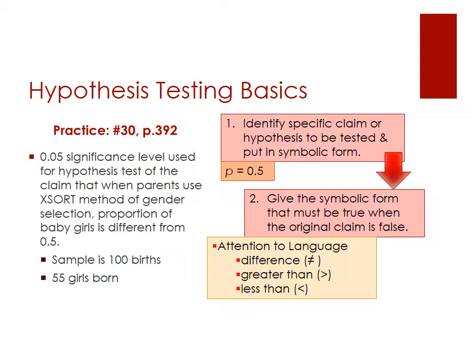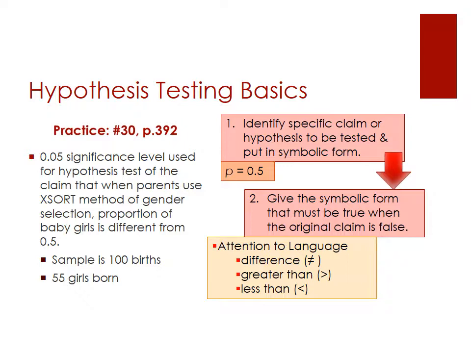And now we need to give the symbolic form that must be true when the original claim is false. We need to pay attention to the language that's used here. So if the problem is asking for a difference from, that's going to be not equal to. If they're asking for something being greater or more, then your symbol is going to be greater than. And if they're asking for something less or fewer, then your symbol is going to be less than. So make sure you get this set here, paying attention specifically to language and how it helps you understand the direction you're going to have for your second claim here, if the original claim is false, what we'd be proposing.